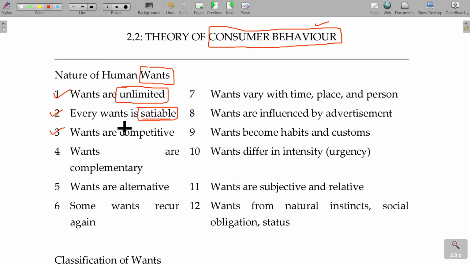And wants are competitive. I want to drink coffee, right? But suddenly there is no coffee. I served tea, and you drank tea two to three times. Then coffee comes. Do you want to have coffee? Just now I had tea, I don't want it. So they are competitive. One want satisfied means the other want is automatically not satisfied. Wants are complementary.